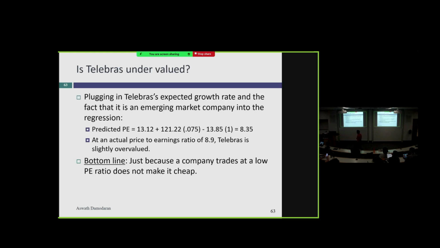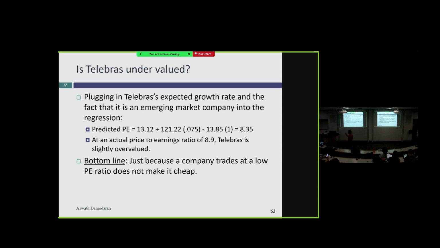So basically, here's what I can do. You remember I told you I thought Telebrás looked cheap because it traded at 8.9 times earnings. I plugged in Telebrás's growth rate, which is 7.5%, and the fact that it's an emerging market company into the dummy variable, and I get a predicted PE of 8.35. At 8.9 times earnings, Telebrás is actually overvalued, not undervalued, or overpriced, not underpriced, given how other telecom companies are being priced.